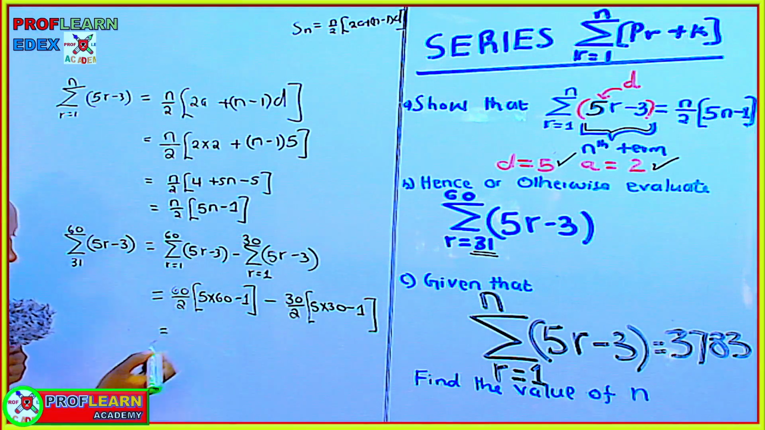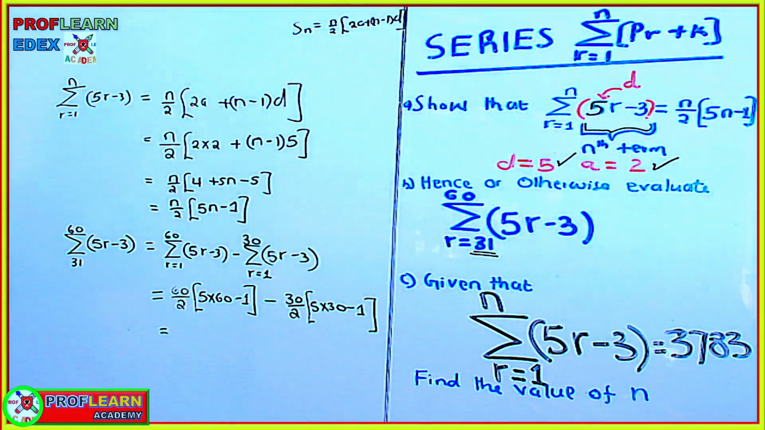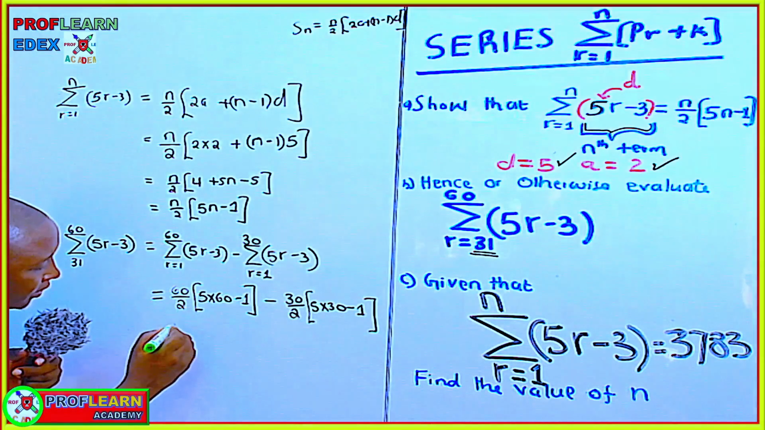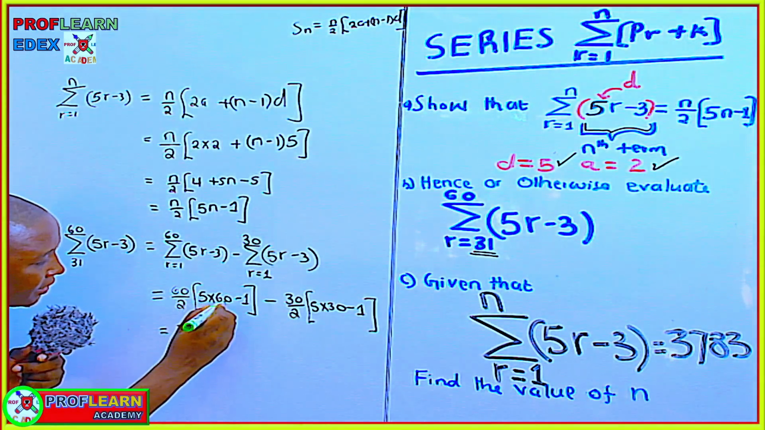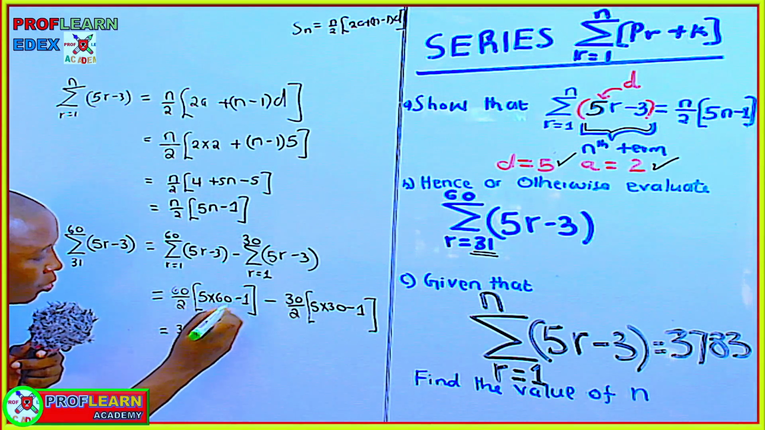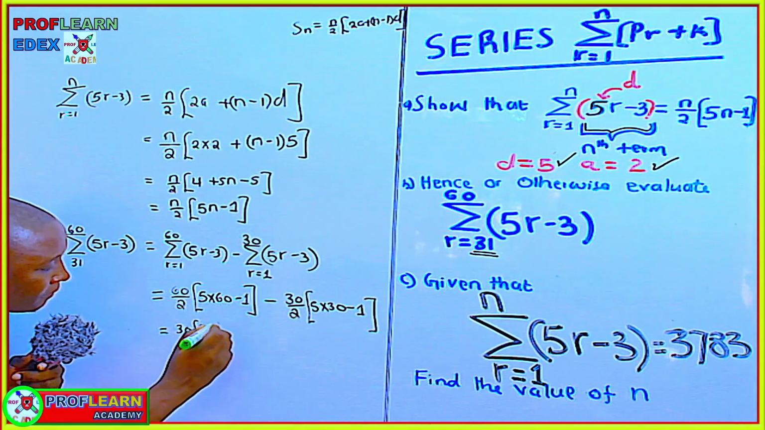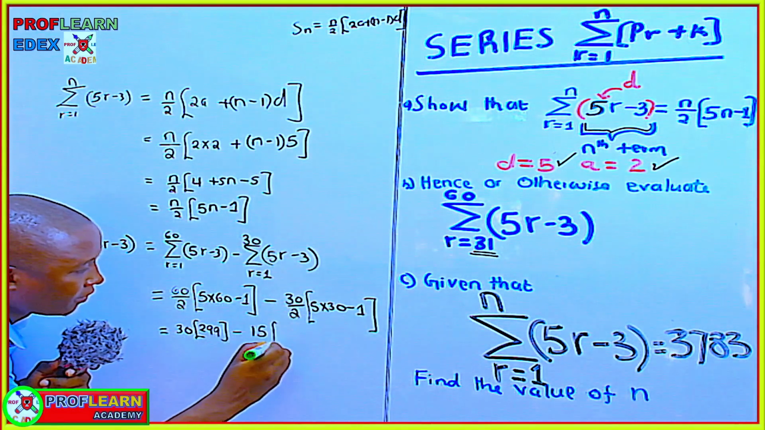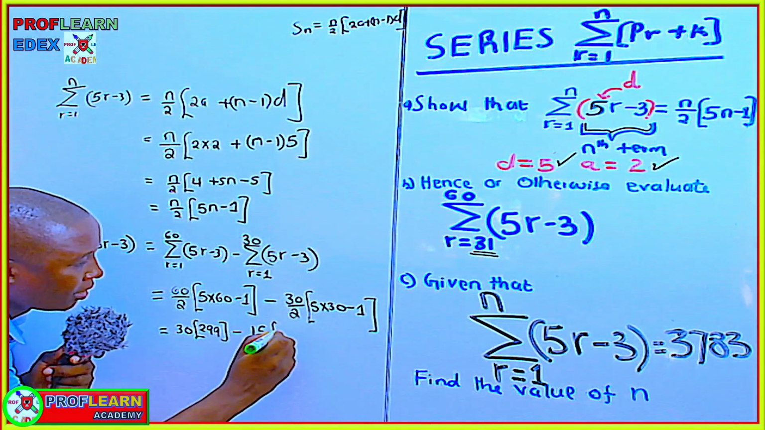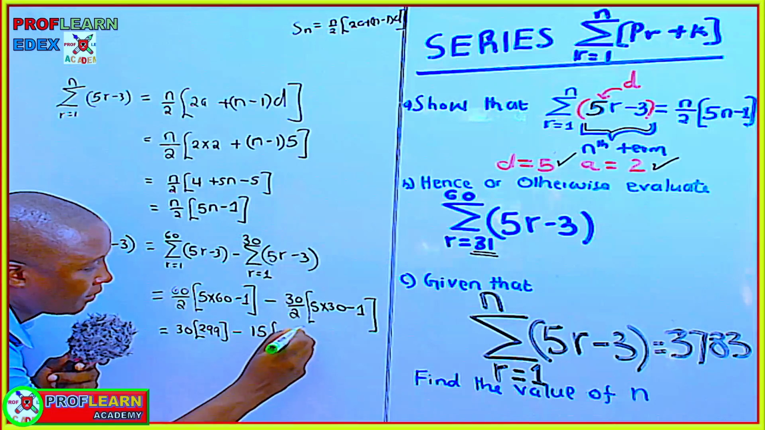So if we simplify this, what are we going to get as our answer in this case? We are going to say that this becomes 30 into bracket 300 minus 1, that's 299, minus 15 into 150 minus 1, which is 149.